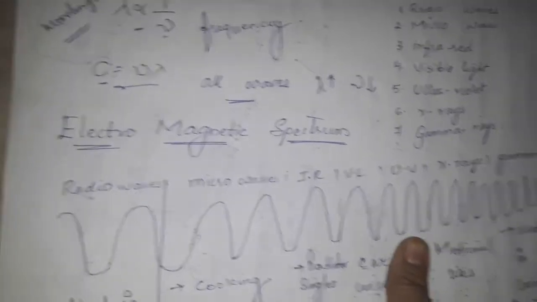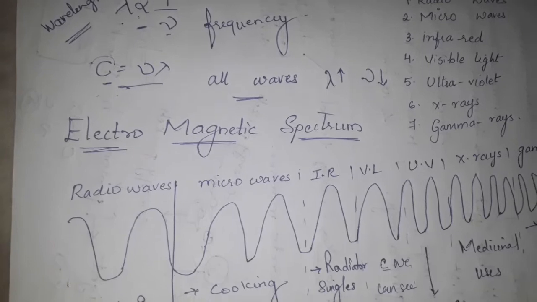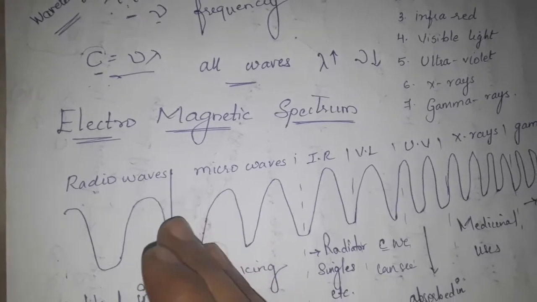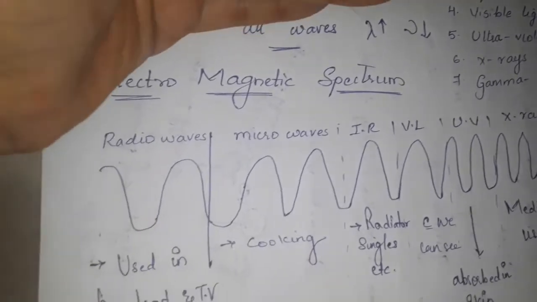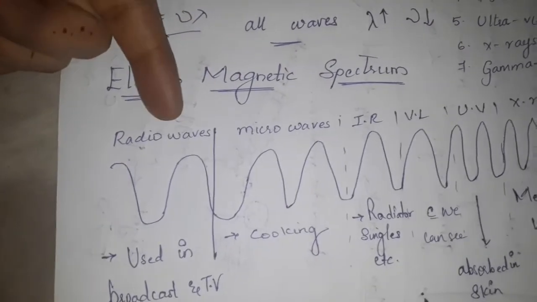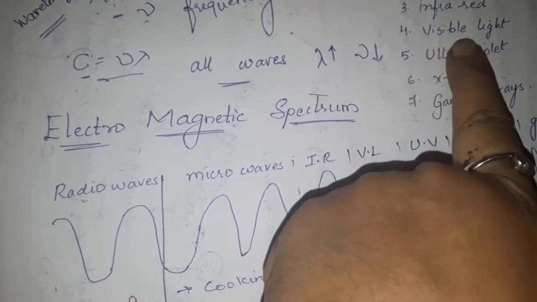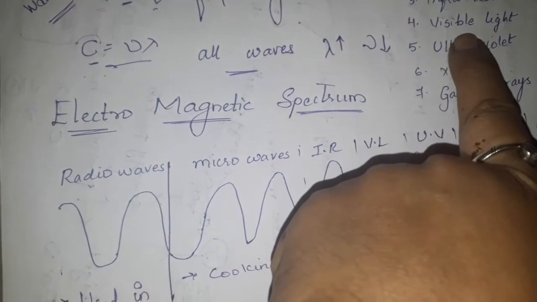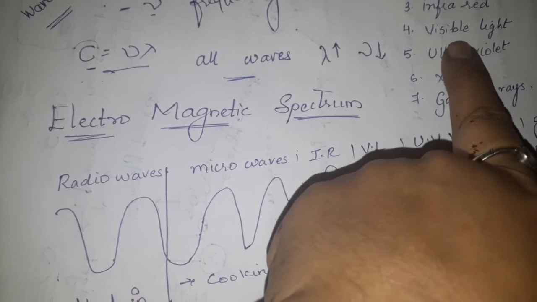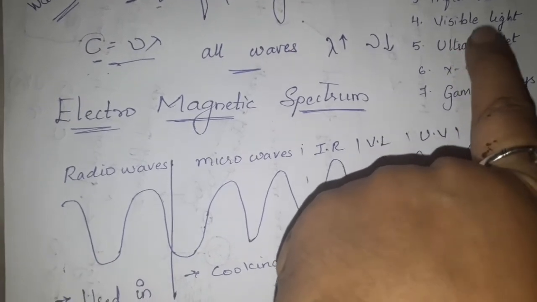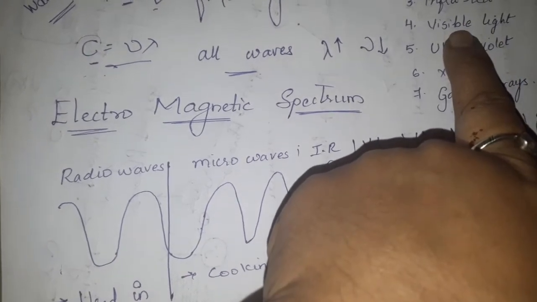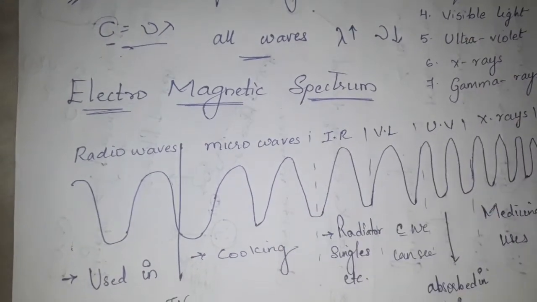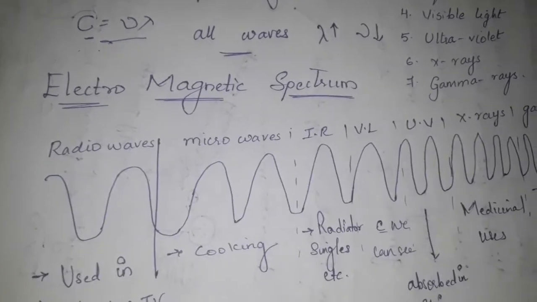Whatever VIBGYOR colors we are able to see, in my last video yesterday I talked about the rainbow. The VIBGYOR colors we see in the rainbow are available in our visible light. Whatever colors we are able to see are observed in the visible region. That's why they are called VIBGYOR. The rest we are not able to see.